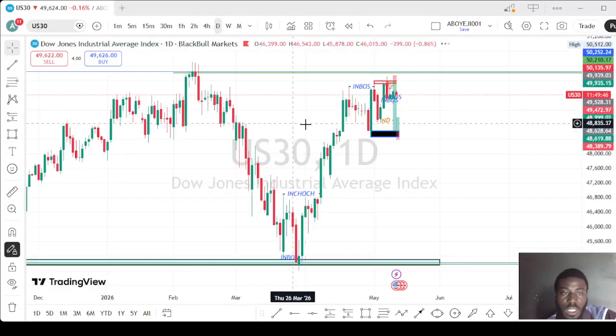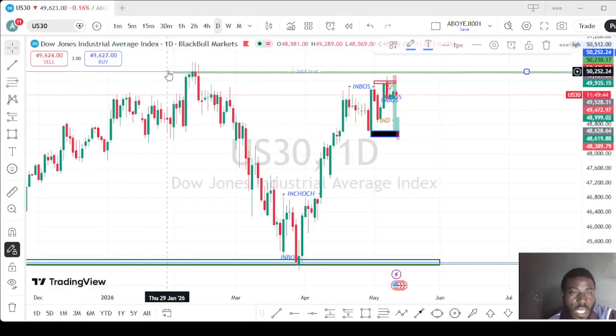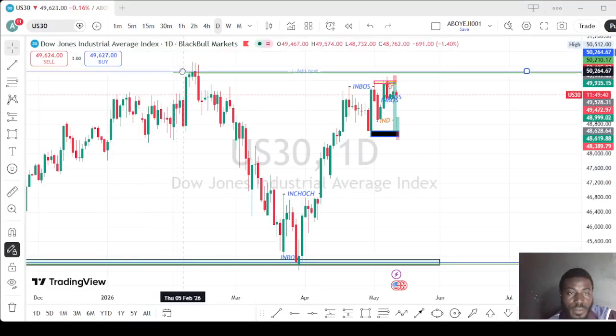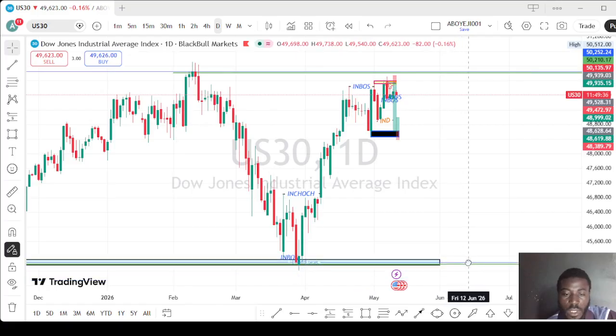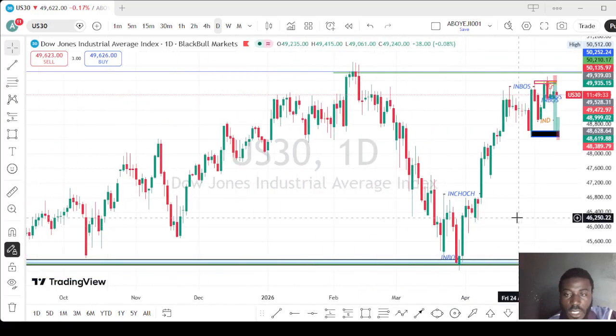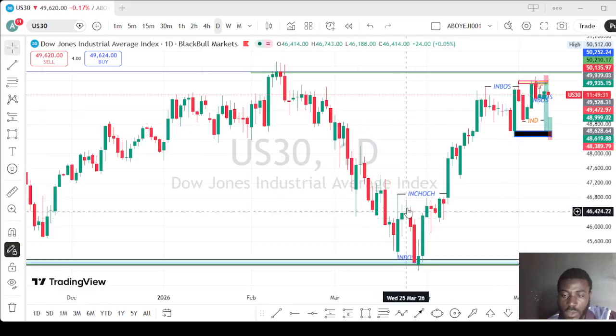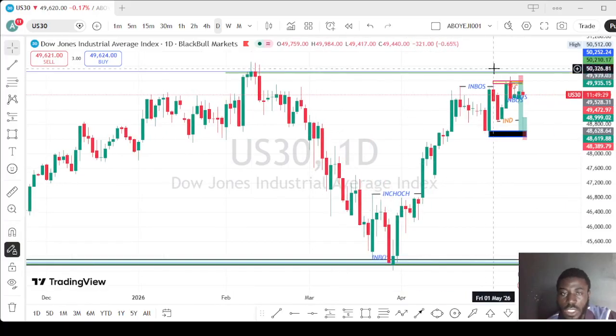Let's start from the daily time frame. This is our swing high, you can see this is our swing high here, and this is our swing low here. If you read the market from the structure, you can see break of structure, change of character, in which the market is in an uptrend.